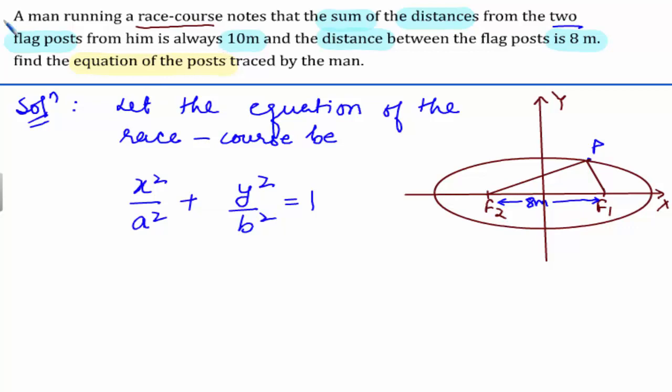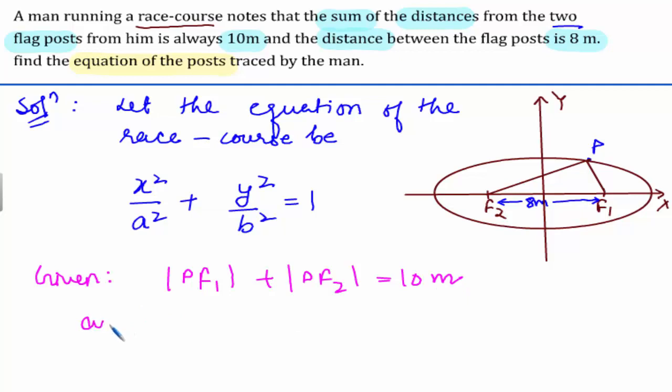Hence we are given that the distance PF1 plus PF2 is equal to 10 meters and the distance between the flag posts, that is F1F2, is 8 meters. Now see that if the point P is on the x-axis, then we have PF2 plus PF1, that is 2a.